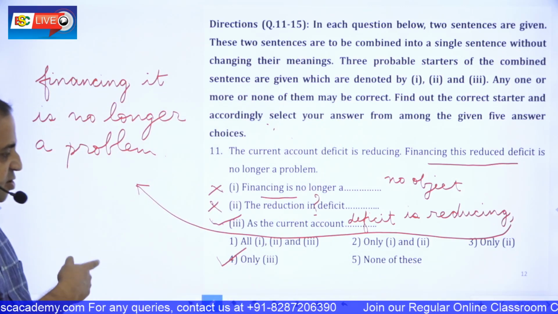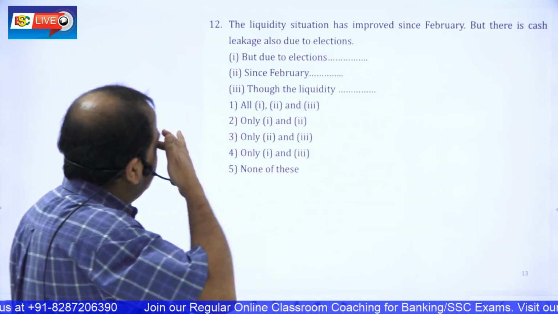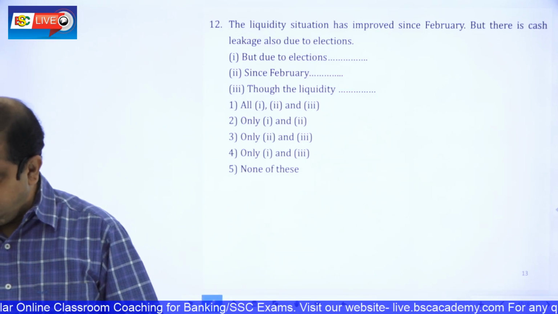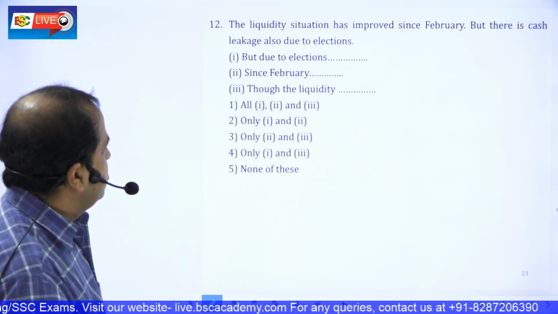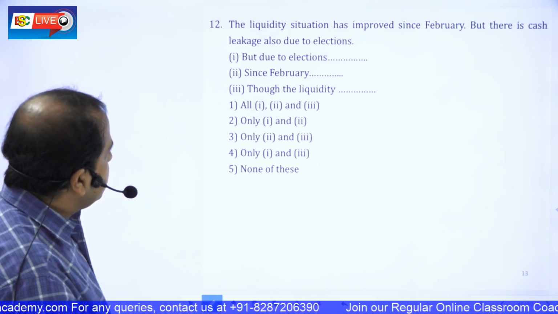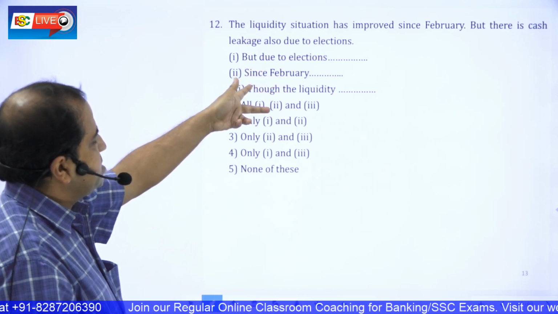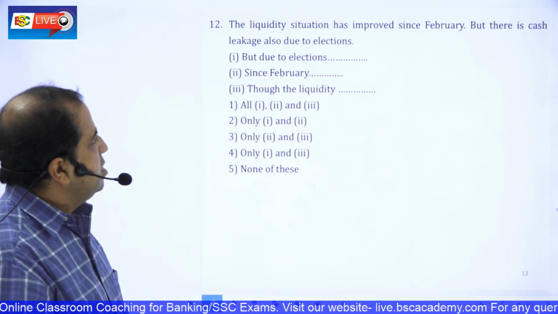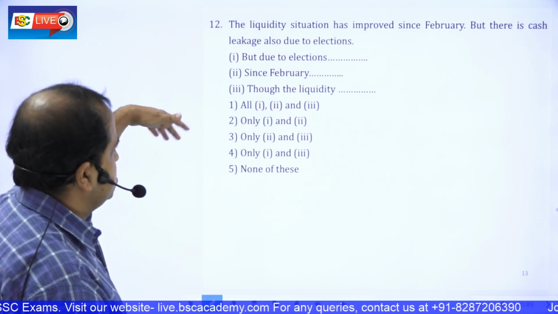So, question number 11, your answer is 4. Question number 12. The liquidity situation has improved since February, but there is a cash leakage also due to elections. Now, if we start with but due to elections, what can we put here? There is cash leakage. It becomes a somewhat awkward sentence, but due to elections, there is cash leakage. And then if you go for liquidity situation, the sentence becomes somewhat convoluted.